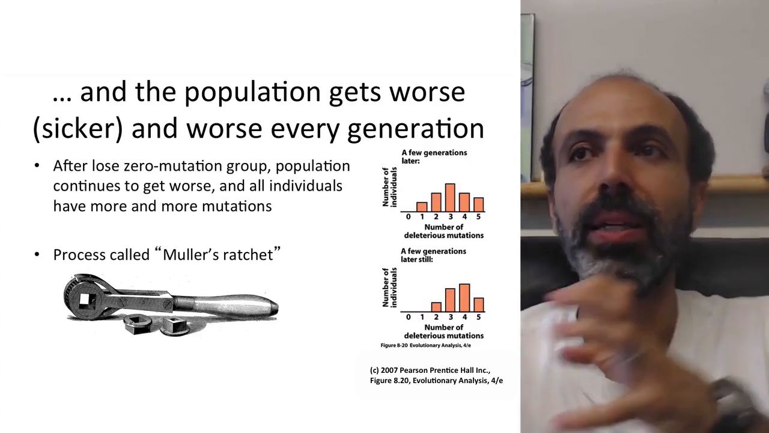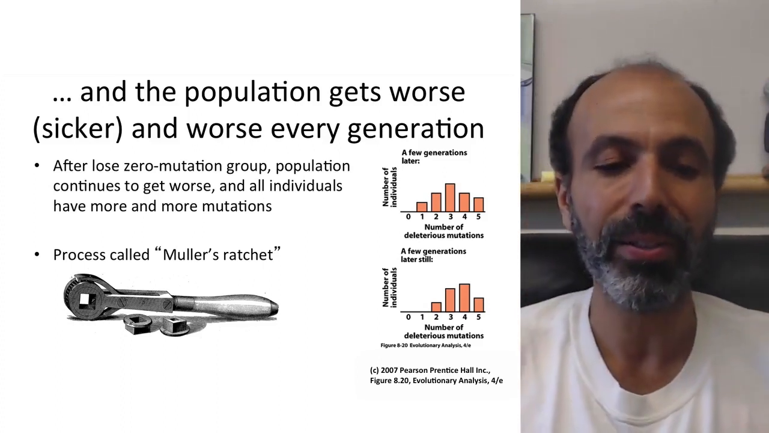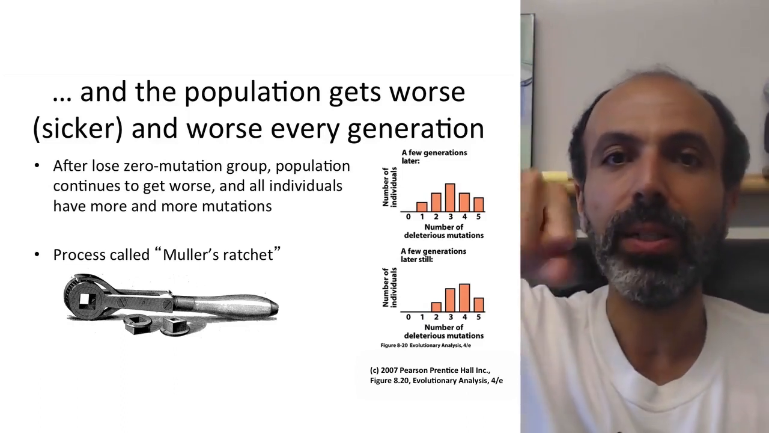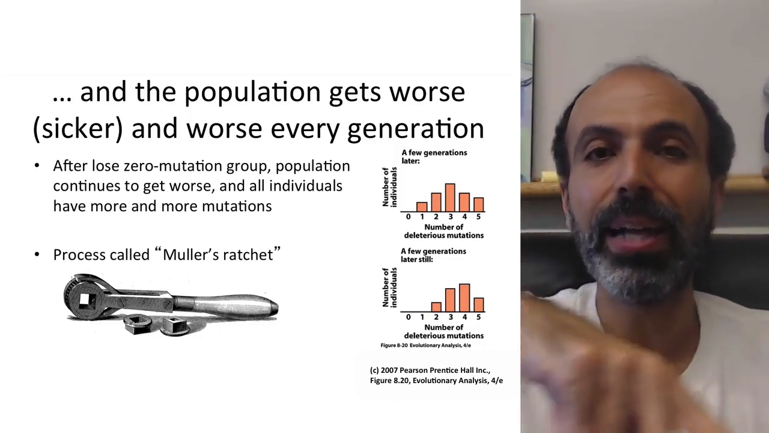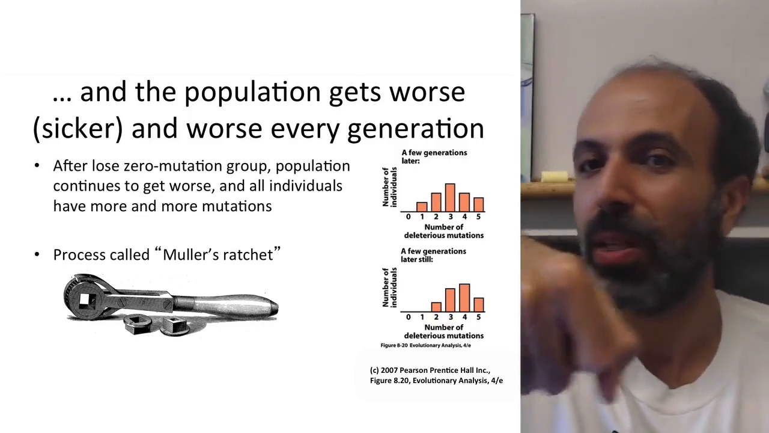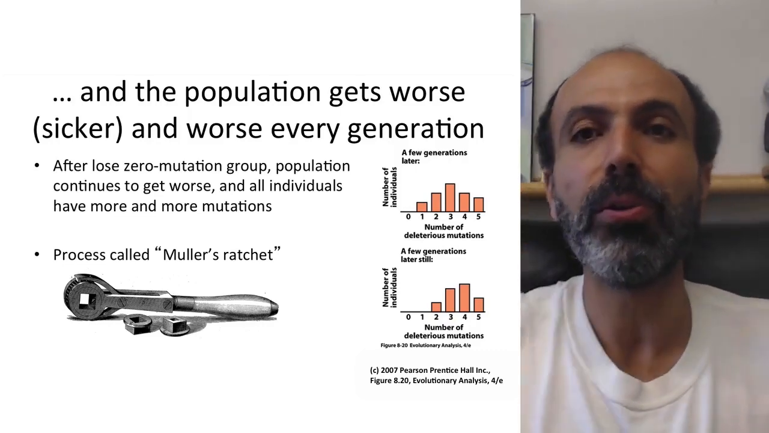There's no way to get this good version of this gene and this good version of that gene and put them together. This process is called Muller's ratchet. If any of you are familiar with a ratchet, it's something that will only turn things in one direction. In this case, the analogy here is that the population is getting worse. You turn it in one direction. There's no way to move the socket the other way.